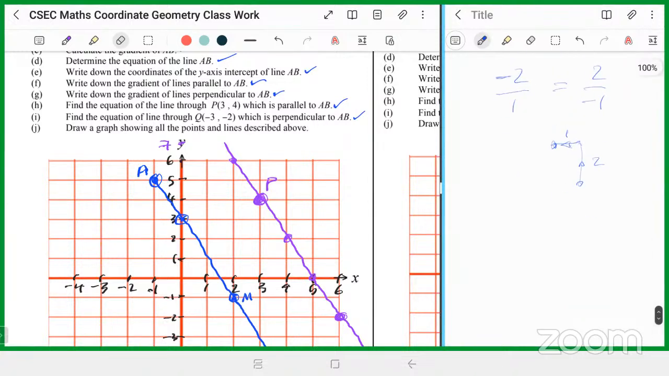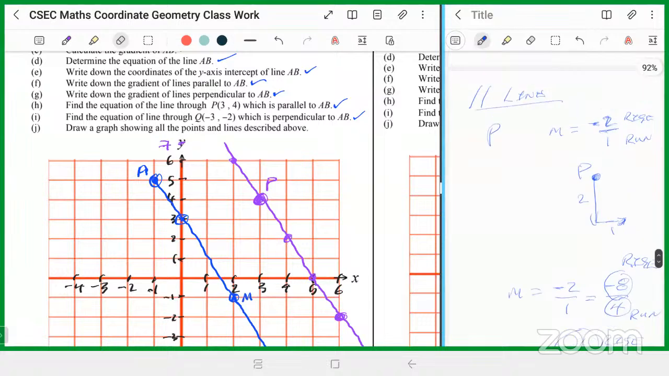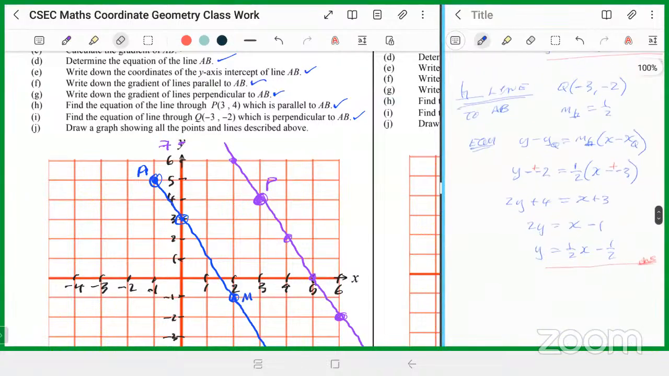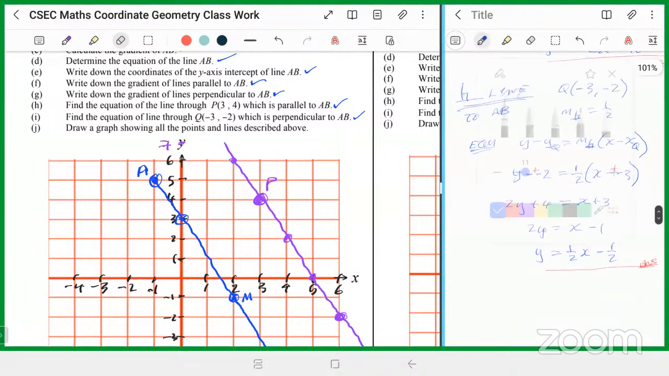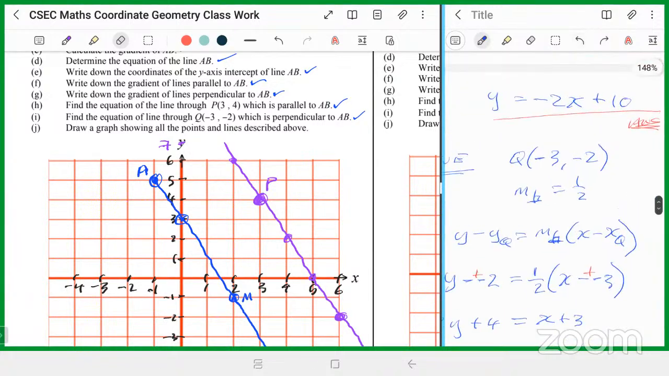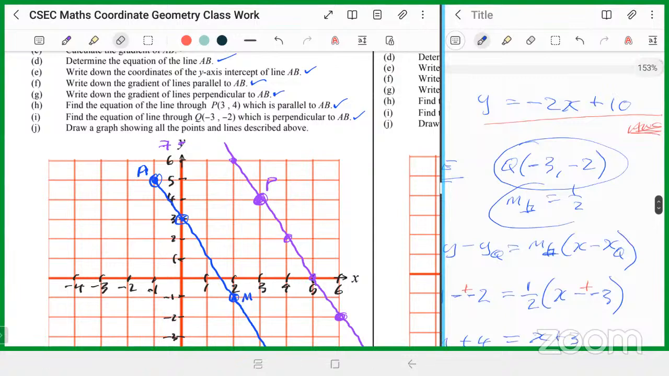We want to draw the perpendicular line now, right? The perpendicular line. Where is it? The perpendicular one is this one right here. This one passes through the point -3, -2. Again, we can use these two, the point and the gradient, to draw the line.